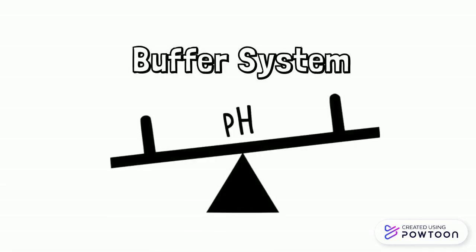And so, just to briefly recap, a buffer system is like a smart thermostat that helps keep the temperature stable. Just like your heater and air conditioner working together to maintain the temperature nice and comfortable, the buffer system also works similarly to maintain the pH.